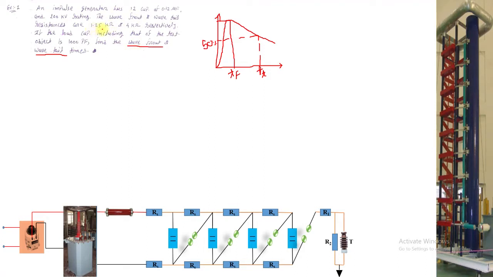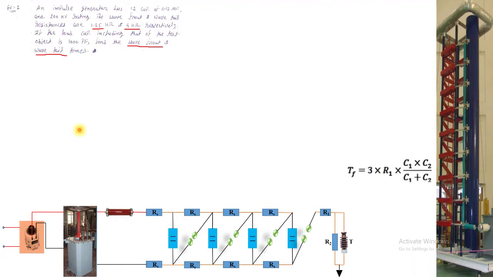One more thing which you can observe over here is that the wavefront resistors and wave tail resistors are in terms of kilo ohms. So ideally this impulse voltage generator is used to produce the switching over voltages which are of longer duration. To produce the lightning impulse voltages, the wavefront resistors and wave tail resistors are of very small magnitude. So let me write the available data.